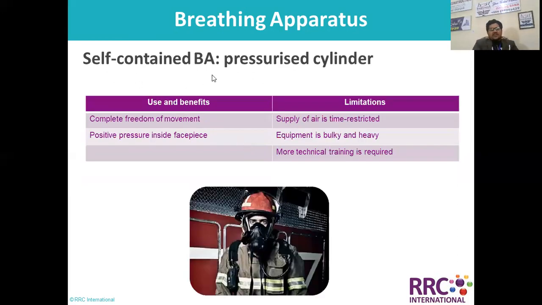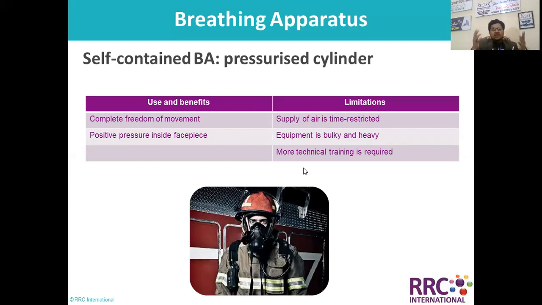Or we have self-contained breathing apparatus, pressurized cylinder. Look, some benefits are there: complete freedom of movement, positive pressure inside face piece. Look at the picture. But supply of air is time restricted and equipment is bulky and heavy. More technical training is required.